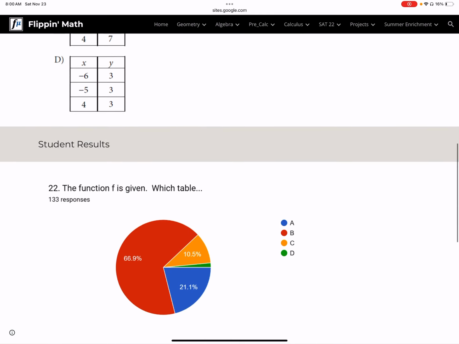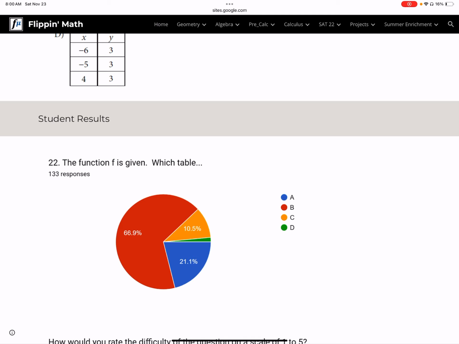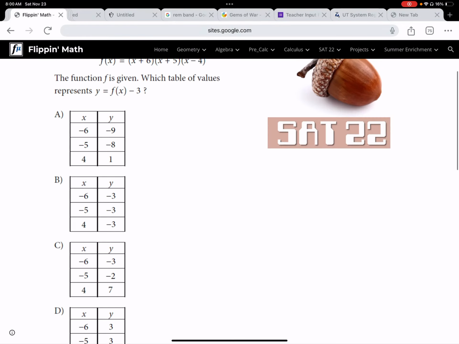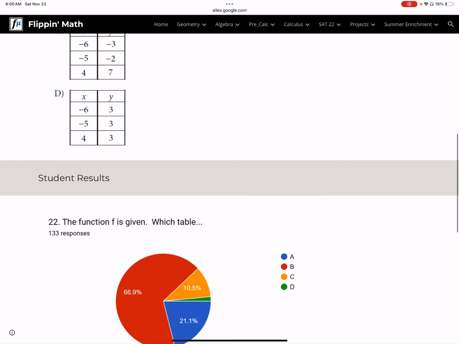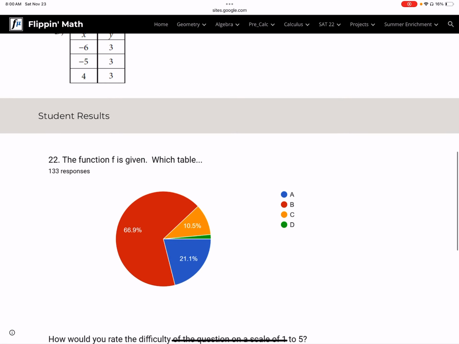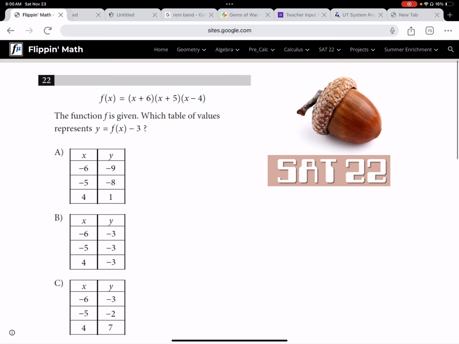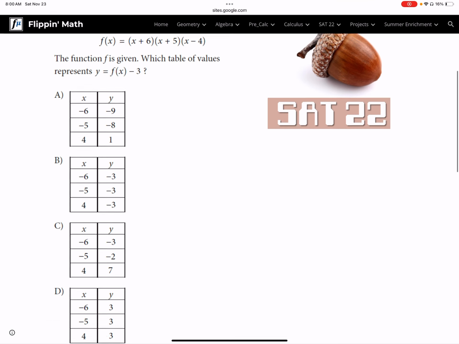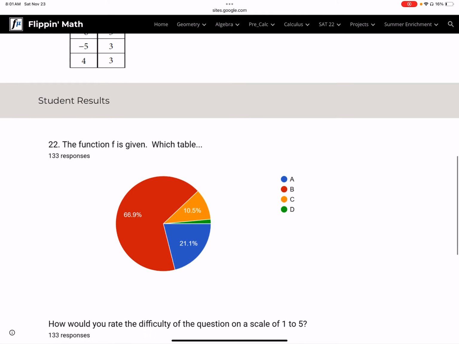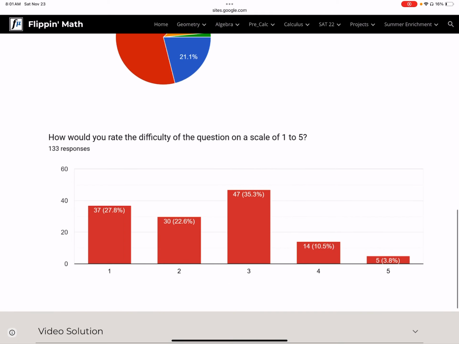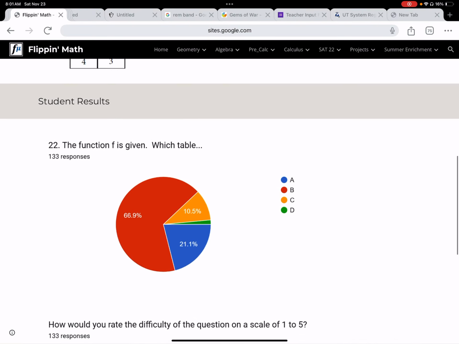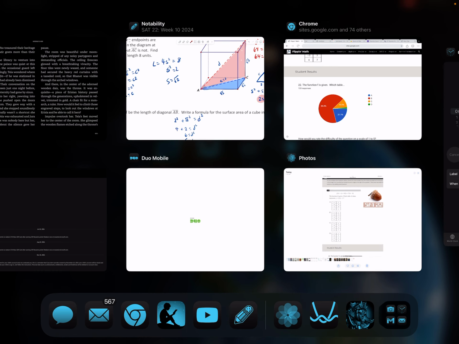How did we do on this one? Well, you can see a majority of us, 66.9% of us, chose answer choice B, which is in fact the correct answer. Now, our second and third place with 21.1%, we'll get to the bottom of why answer choice A is not the right one, or C, which was in second place. We thought that this one was a medium to easy style question. So let's take a look at its solution here, shall we?